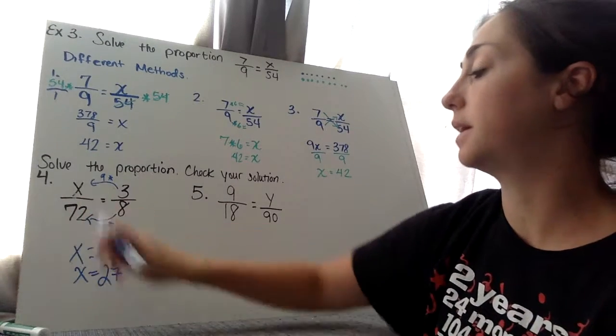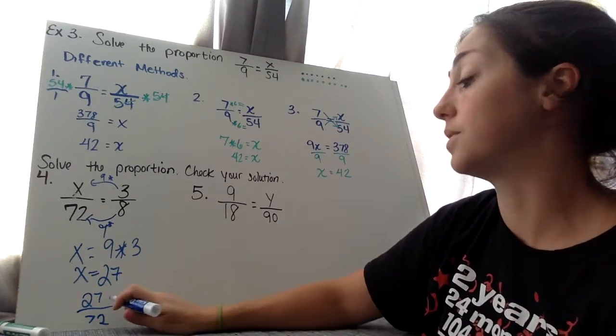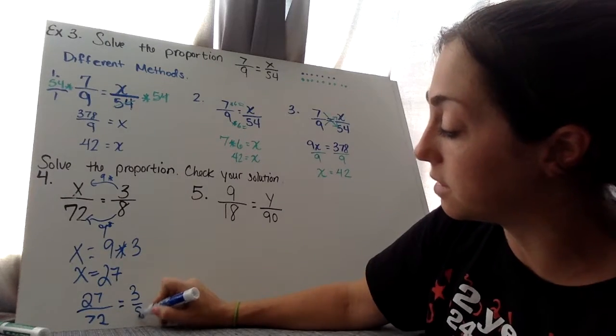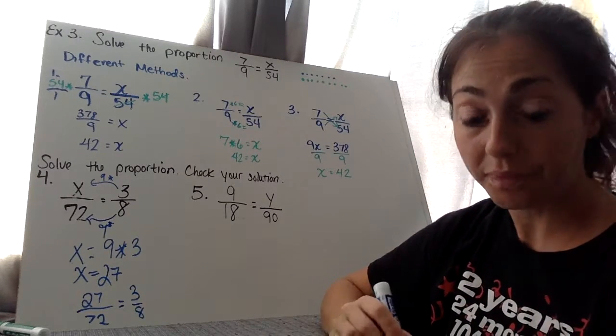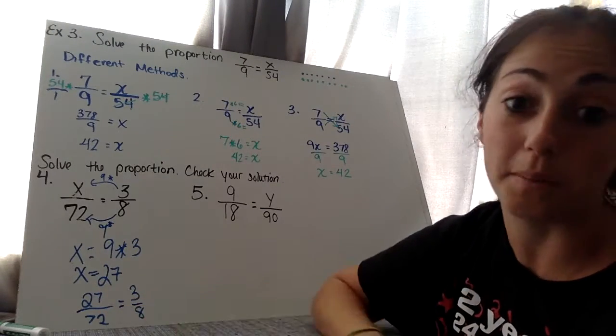Check it by plugging it back in. 27 over 72. Wow. 27 over 72 has to equal 3/8. Has to equal it. You can put it in a calculator and you get the same ratio, or you can do the hat trick if you remember that.